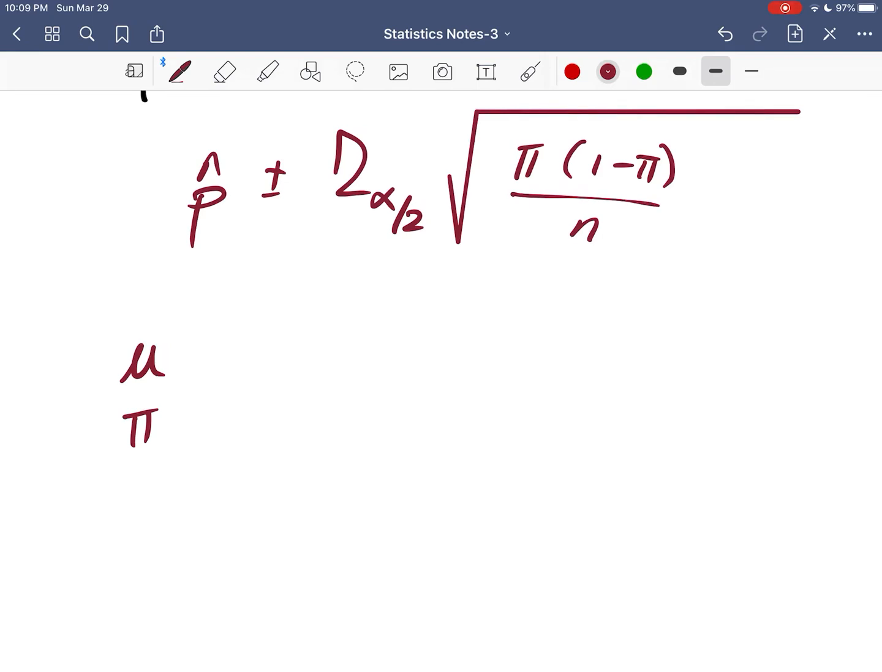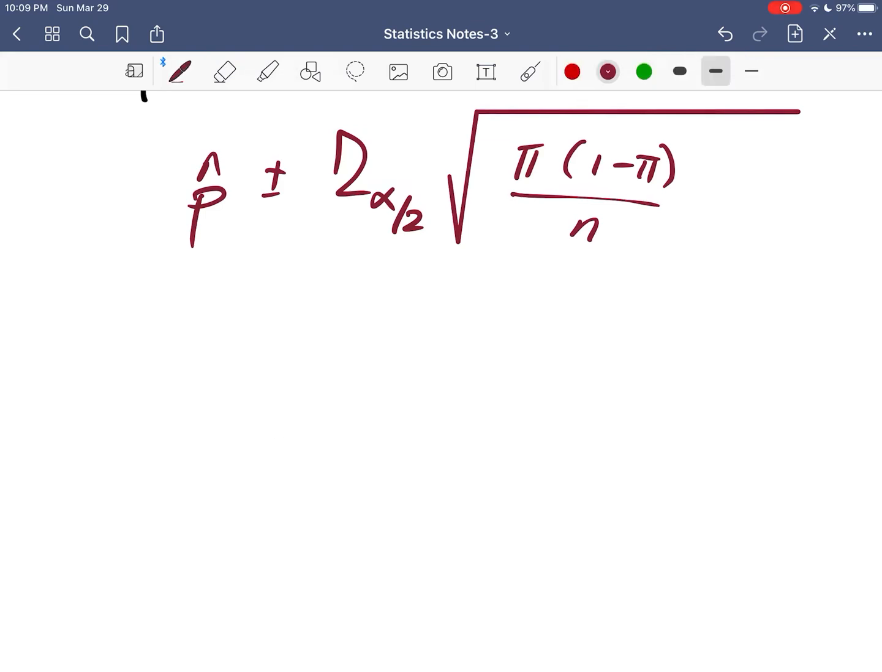In this book, they use p, which I find confusing because the sample is also p, but with a hat. So I don't like to use Latin letters for parameters. So for me, mu is the population, x bar is the sample, pi is the population, p bar is the sample. So if you see those notations, please don't get confused.